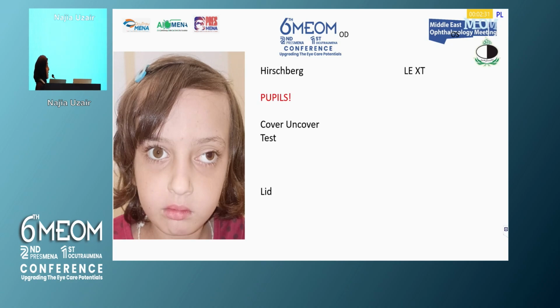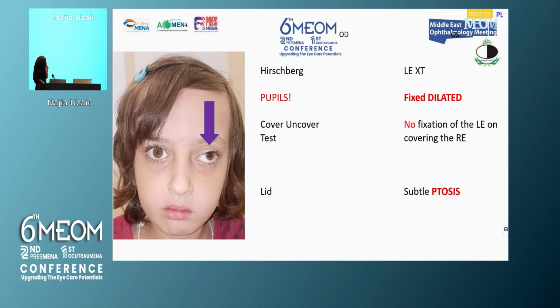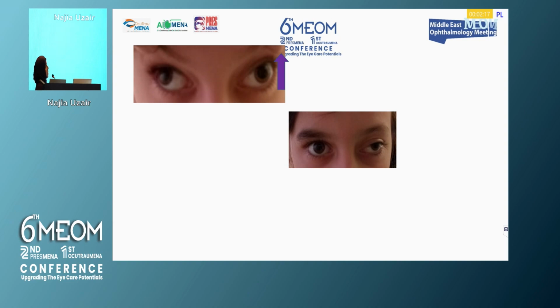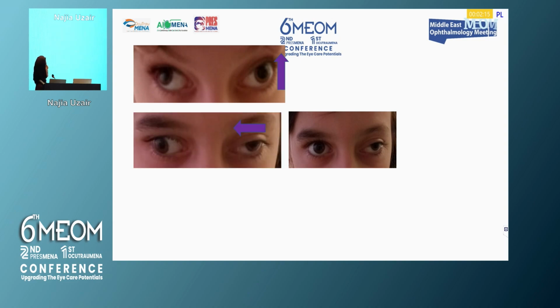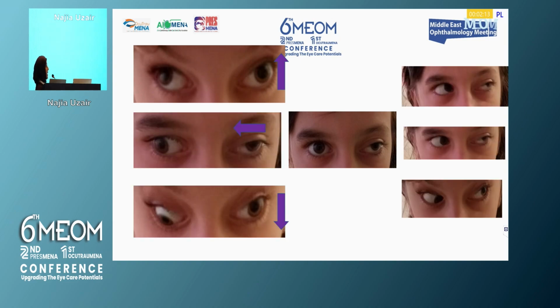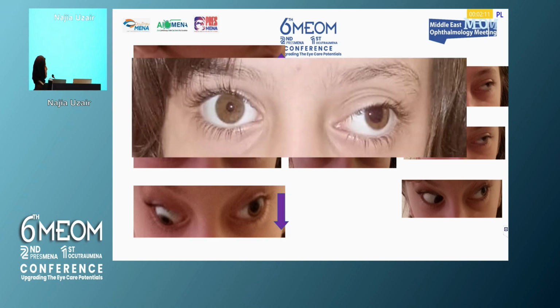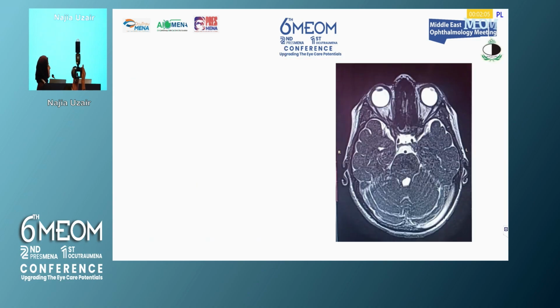Orthoptic assessment revealed a left eye exotropia. The pupil in the left eye was fixed and dilated, as you can note here in this picture. There was no fixation of the left eye on covering the right eye. There was also subtle ptosis, as you can see here. Extraocular movements revealed limited elevation, limited adduction, and limited depression. Gaze towards the left was normal. These findings were suggestive of a left third nerve palsy.